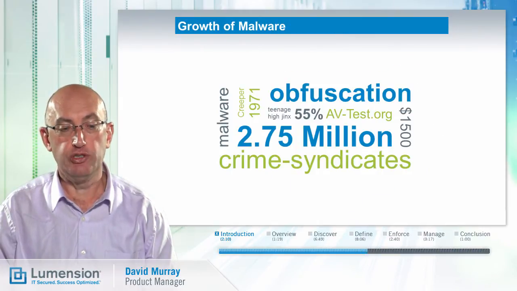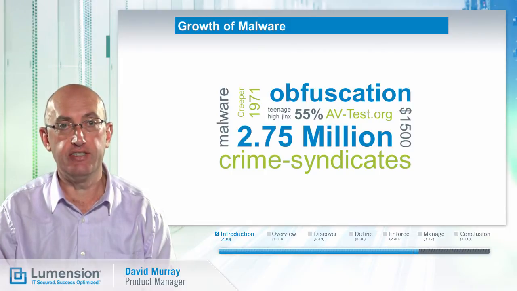Let's look a little more closely at the threats which organizations face today. The first computer virus, which was called Creeper, appeared way back in 1971. And since then, malware has gone from proof of concept to teenage hijinks to a serious business run by crime syndicates. This has resulted in increasing volume, a compound annual growth rate of about 55% over the last several years. In 2012, we saw an average of 2.75 million new pieces of malware per month, according to AV-Test, or about one a second. We've also seen increasing sophistication.